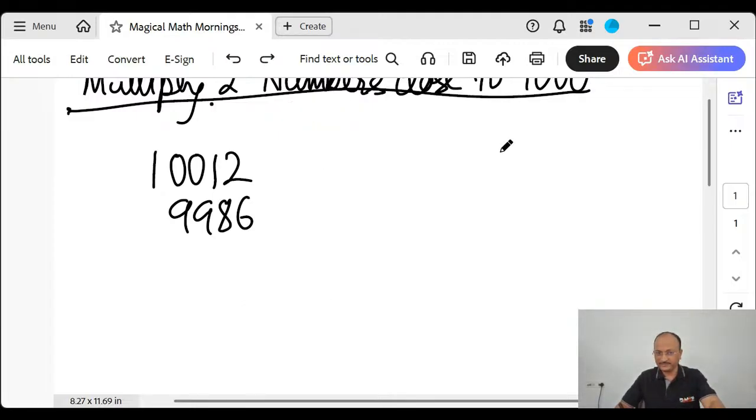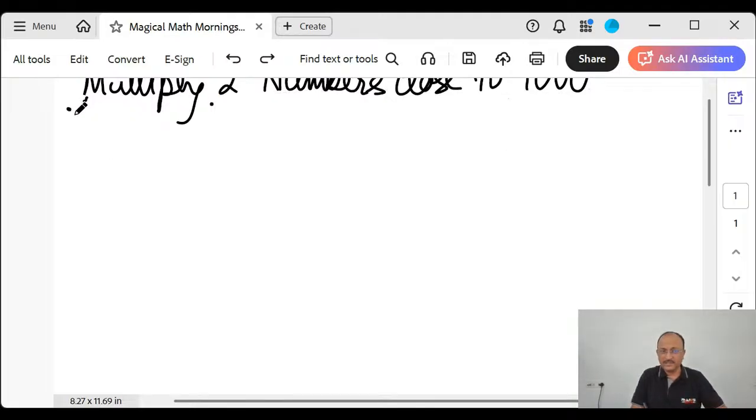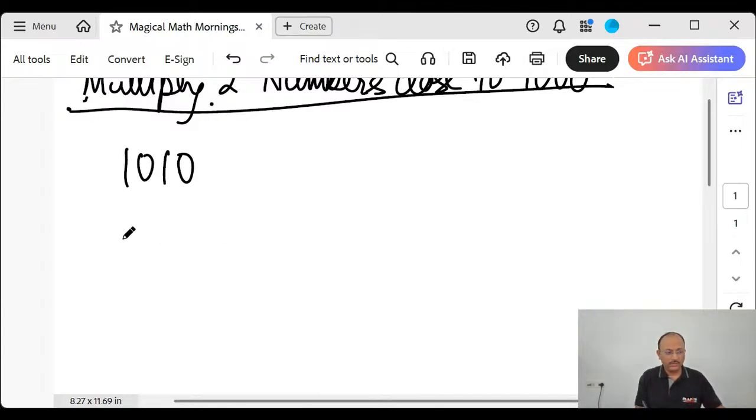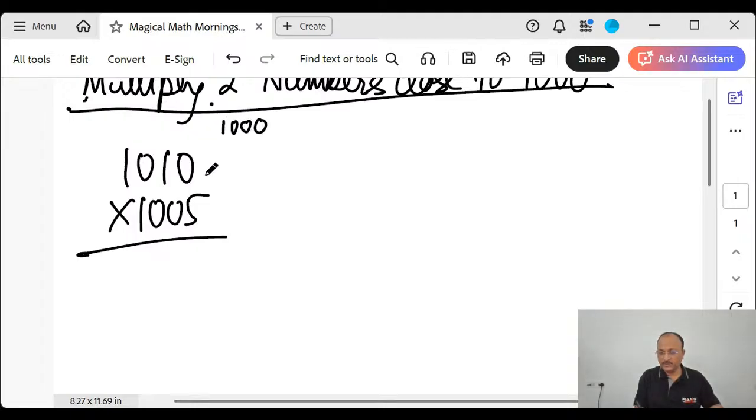Let's try this. I don't mention the base, but you people have to do this. Okay. Let's take 1010 into 1005. Find the product and tell me. Always consider the base; for this the base is 1000. So you can write and do initially. As time progresses and you practice more, you can do it in your mind without writing also. 1010 into 1005.